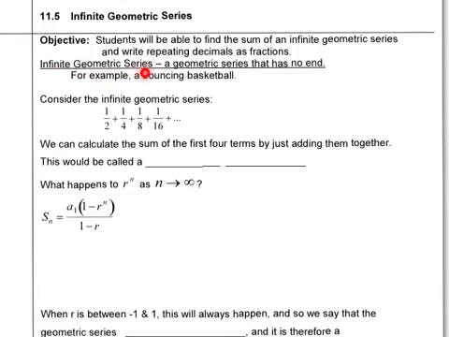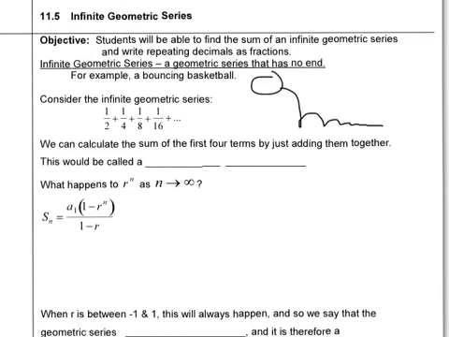So an infinite geometric series is a geometric series that has no end. For example, a bouncing basketball, right? If we had this basketball and it fell and it bounced, the next time it would bounce a little bit less than the first time, and so on and so on. In theory, this basketball keeps bouncing on and on forever, except for the fact that there are other forces at play here. And those bounces begin to become so small that it's apparently not moving at all.